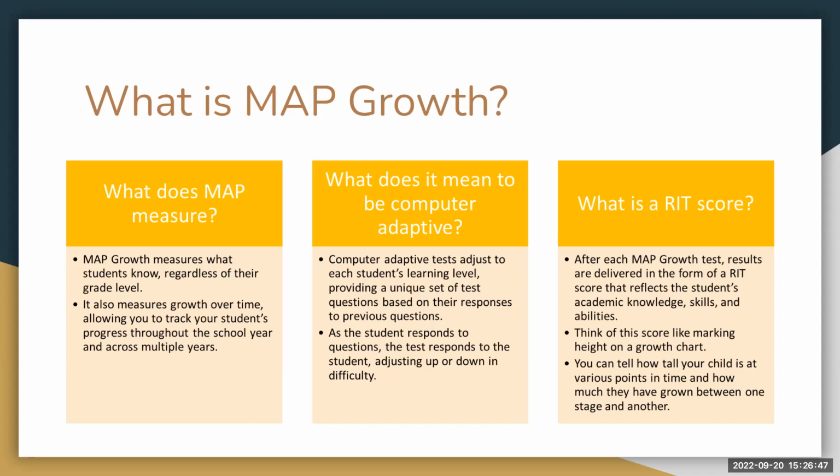Most schools will do a three-test cycle for MAP testing. You'll do one in the fall, one in the winter, and one in the spring. Each time they take that test, they will be given an RIT score, and later in this presentation you will see a graph which plots their growth over time. So you'll see if they've gotten better or if they have had a little bit of regression.